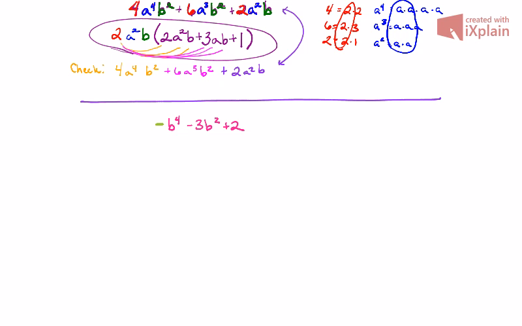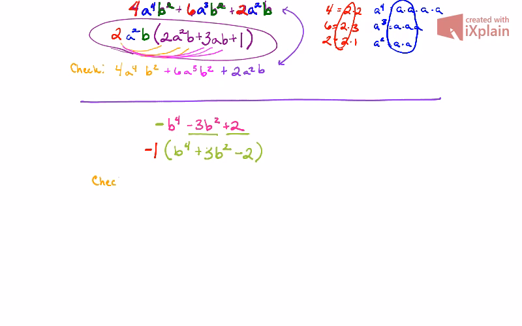So it's actually a fairly quick change. If I remove a negative 1 from all of the terms, essentially what we are doing is changing the sign of each term. So if I remove a negative from negative b to the fourth, I'm just left with b to the fourth. If I remove a negative from negative 3b squared, now it's a positive 3b squared. If I remove a negative from a positive 2, then it's a negative 2.